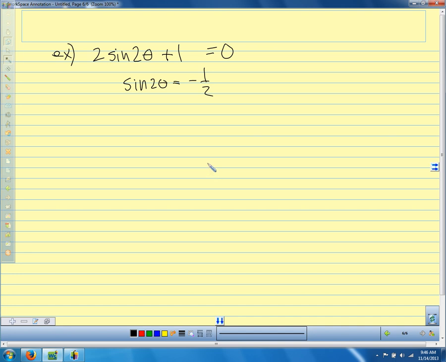Well, now when I'm looking on my unit circle, I'm finding what 2 theta equals. So on the unit circle, where do I get a sine of negative 1/2? You found one for the last one, right, Marcus? 11 pi over 6 plus 2n pi. But we want theta, not 2 theta. So we divide everything by 2. Theta equals 11 pi over 12 plus, when I divide this by 2, n pi.